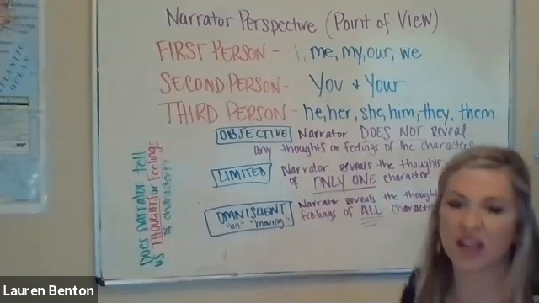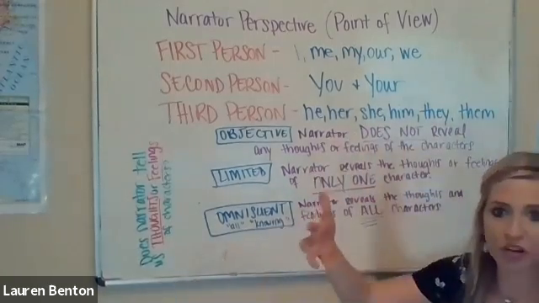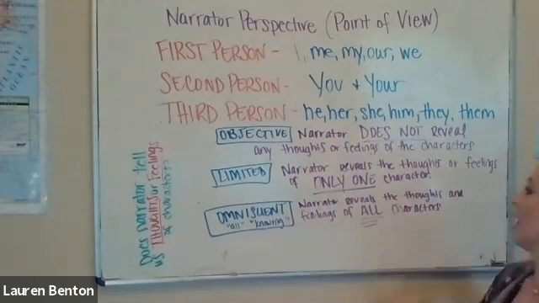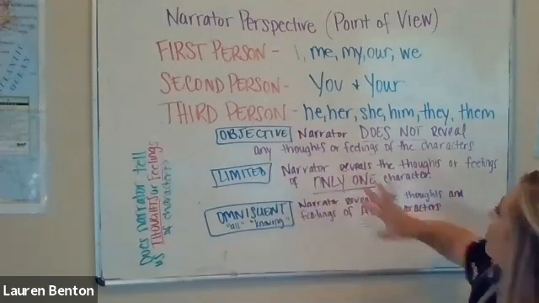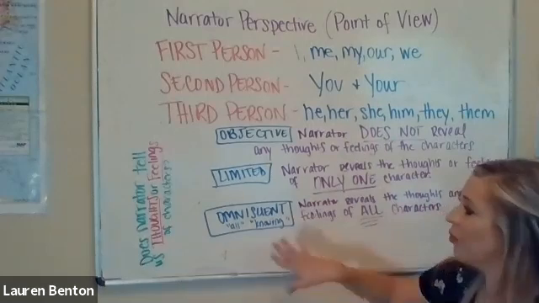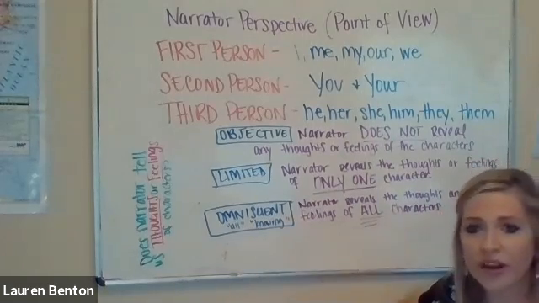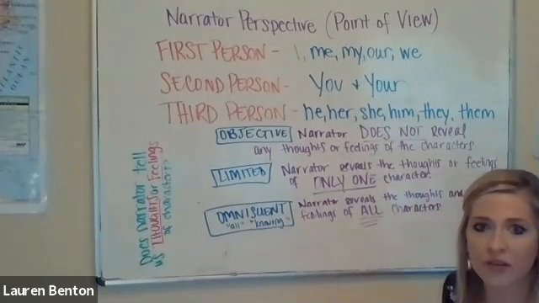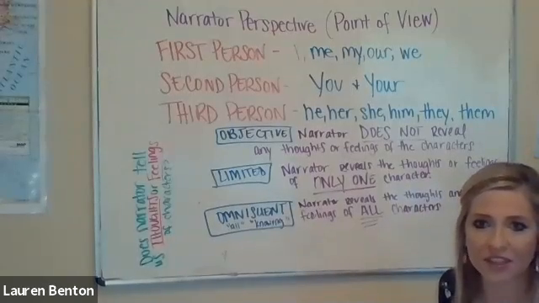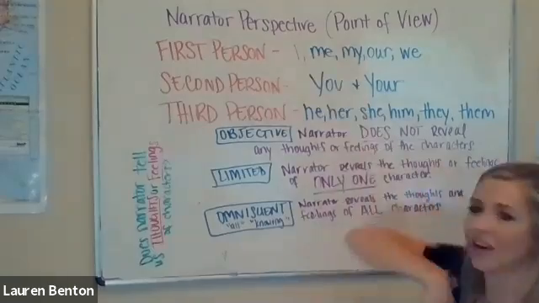So this would almost be like a God type perspective where they know the thoughts and feelings of all the characters in the story. Limited is only one, and objective, they don't reveal any thoughts or feelings. They're just saying matter of fact. So I'm going to have a next video, and we're going to actually see examples of each one of these so I can show you how to determine with an actual passage the point of view the narrator is using.